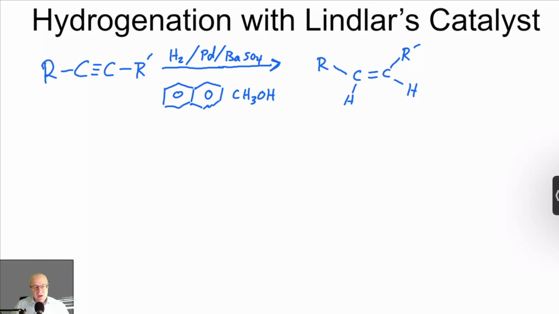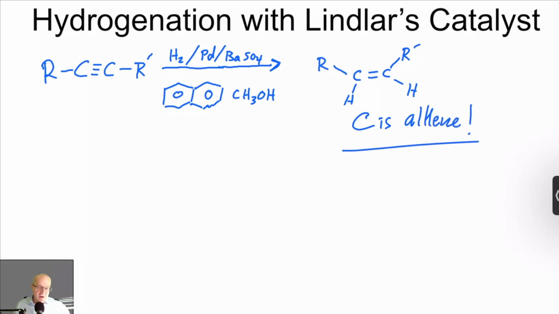Now what's happening here is you have what's called a poisoned catalyst. It just means that there are fewer active sites to work with in the catalytic palladium. So it slows the reaction down, and it makes it possible to capture the alkene before it reacts further to the alkane. In fact, it slows it down quite a bit. So it's very simple now to capture the alkene and stop it from going all the way to the alkane. And you get the cis alkene.